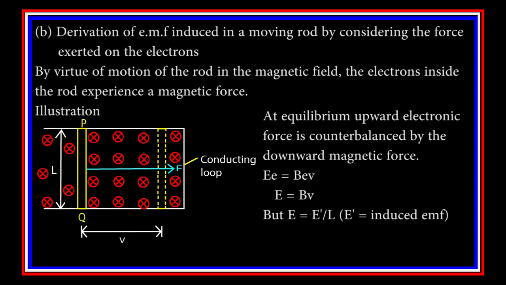But E is equal to E dash over capital L, where E dash is the induced e.m.f. Substituting for electric intensity, E dash over capital L is equal to BV. Therefore, the induced e.m.f. is equal to BLV, where V is the speed of the rod, capital B is the magnetic flux density, and L the length of the rod.